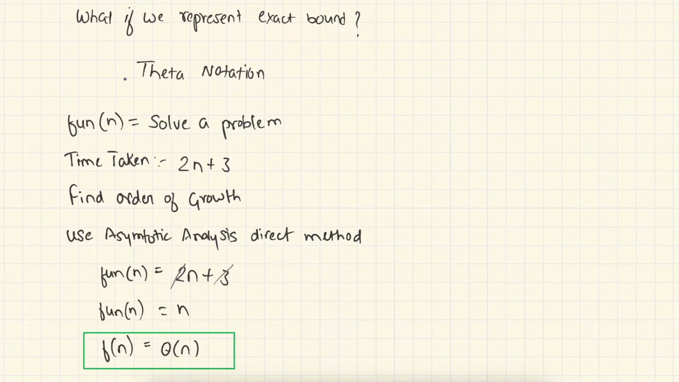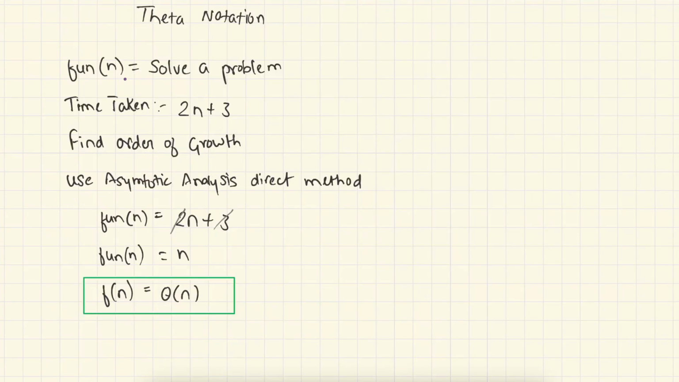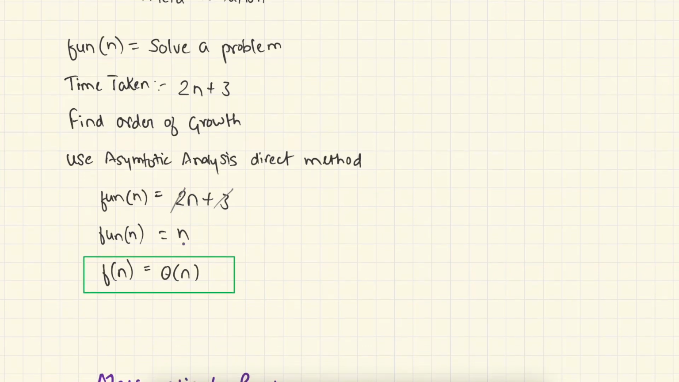Let's say we have a function and the expression of time taken by the function is 2n + 3. If we have to find the order of growth of this function, what do we have to do? We simply use asymptotic analysis and the direct method of asymptotic analysis. What does the direct method say? Ignore the lower order term. In this case, 3 is the lower order term and the highest growing term is n. So the direct method says ignore the lower order term and ignore the coefficient of the higher order term. So we are just ignoring 3 and 2. So we get n, and we can simply say that f(n) is theta of n. It means the exact bound of this function is going to be theta of n.